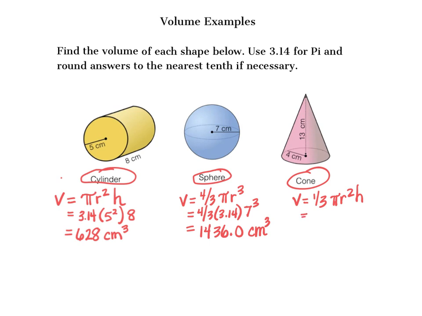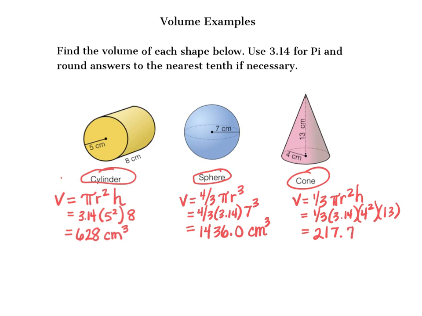Okay, so I'm going to use this formula. Volume equals 1/3 times 3.14 times radius squared, so that's 4 squared, times the height, which is 13. And I'm just going to punch all that in my calculator. So I'm going to do 1/3 times 3.14 times 4 squared times 13. And when I do that, I get another long decimal. Mine says 217.706 repeating.